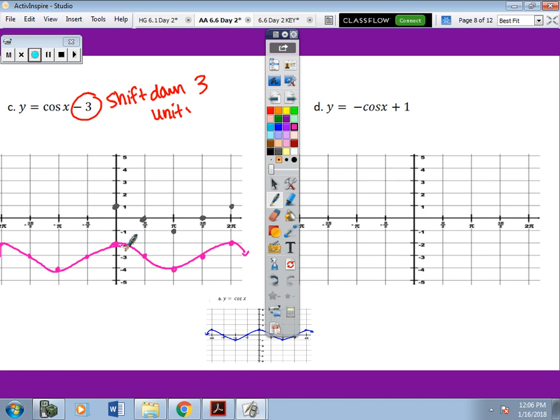All right, example D. What kind of transformations and translations do I see here? Devin? Reflection. And? Good. So again, I'm going to put my parent function on there. Start at 1, 0, -1, 0, +1.